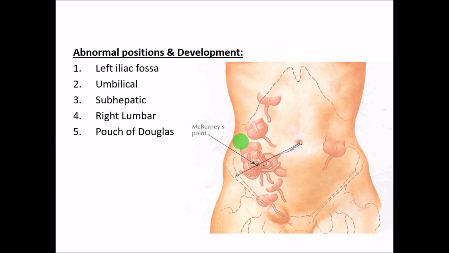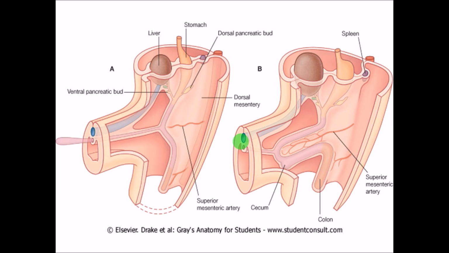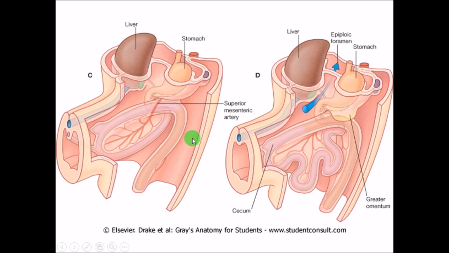As you know, during the development of the gut itself, there is a condition called the rotation of the gut. If you see here, this is the gut during development. This is the foregut, this is the midgut, and this is the hindgut. During rotation, you can see the cecum in the midgut. The cecum keeps changing its position because of the rotation of the gut itself, so it will be moving into different positions.